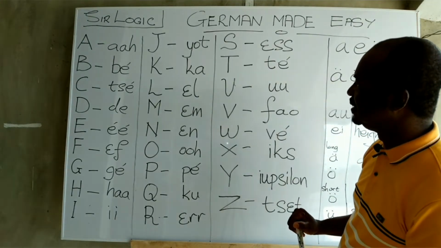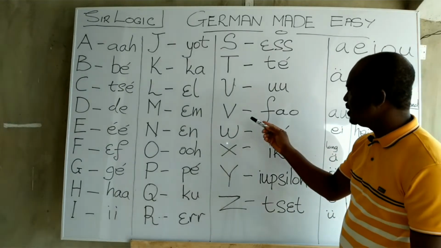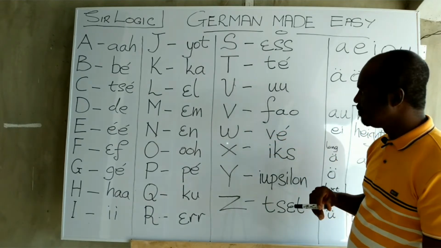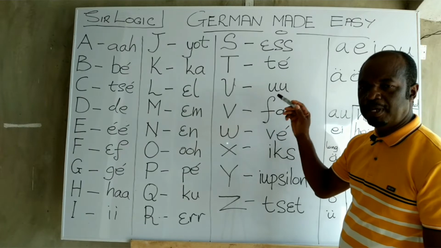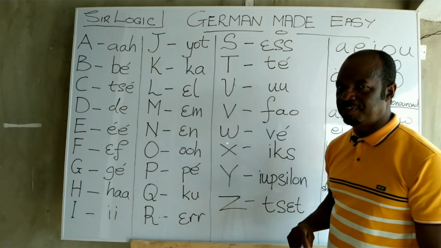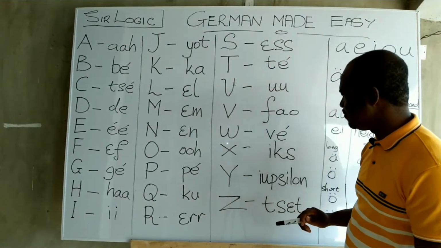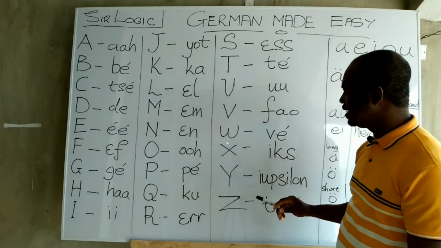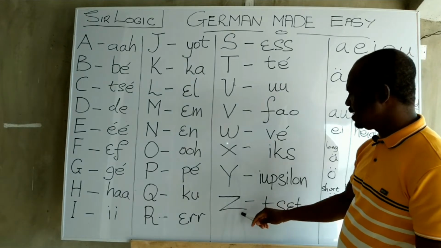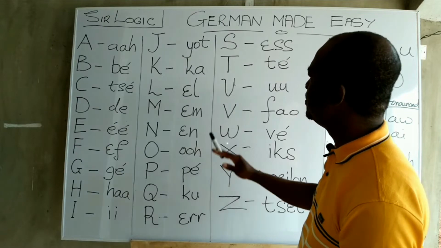Now, a strange thing that I would like to introduce to you is V. V is pronounced F. So wherever you're reading a German text and you come across V, don't pronounce it V, pronounce it F. And when you see W, rather pronounce it V. X remains X as in English. Y remains Y also. And then Z remains Z. The rest remain as they are.